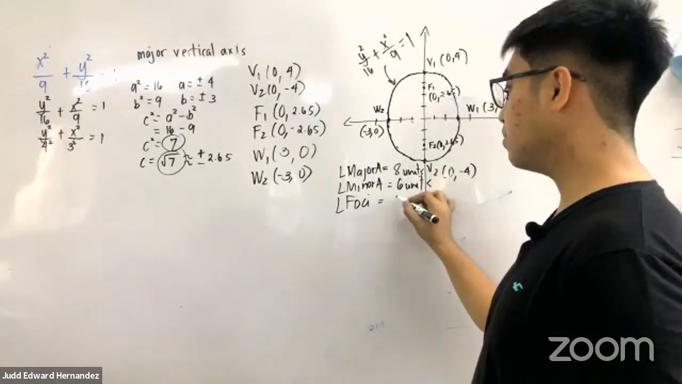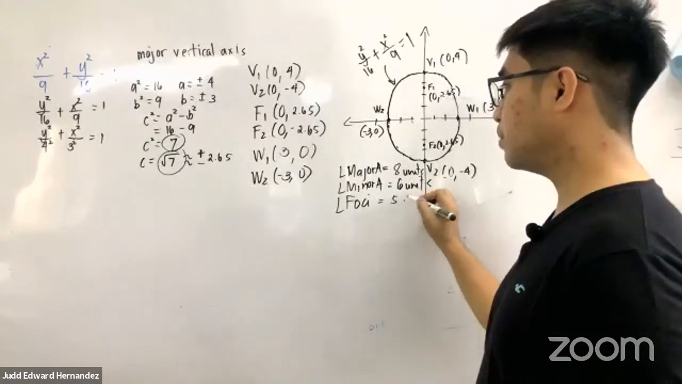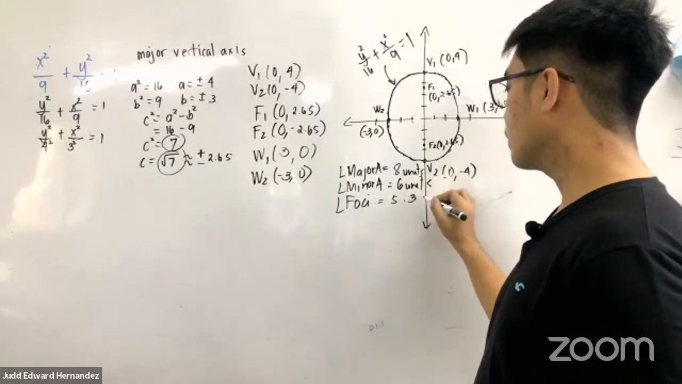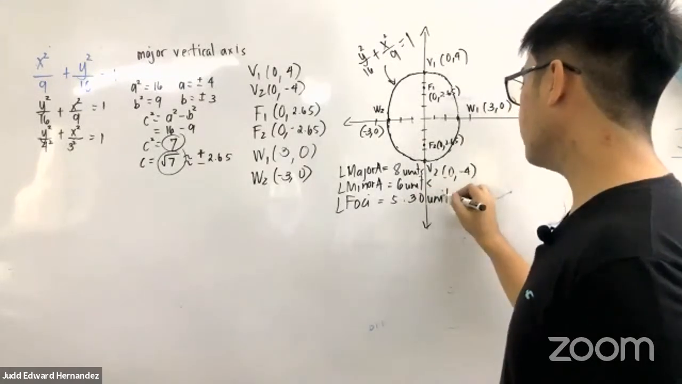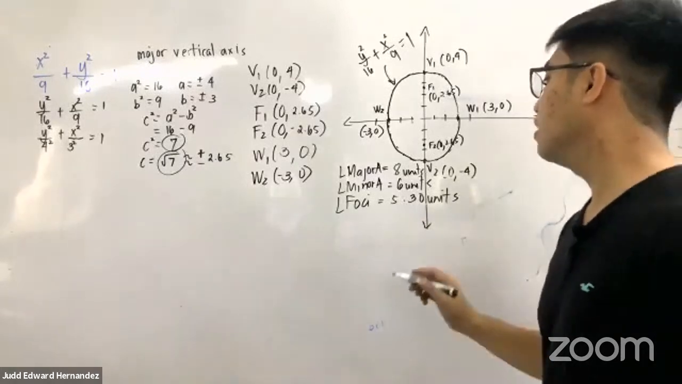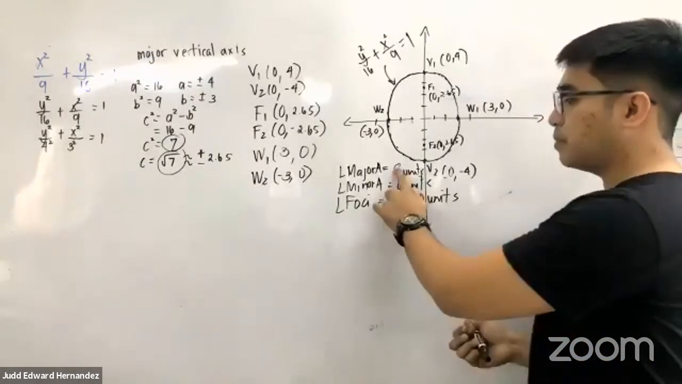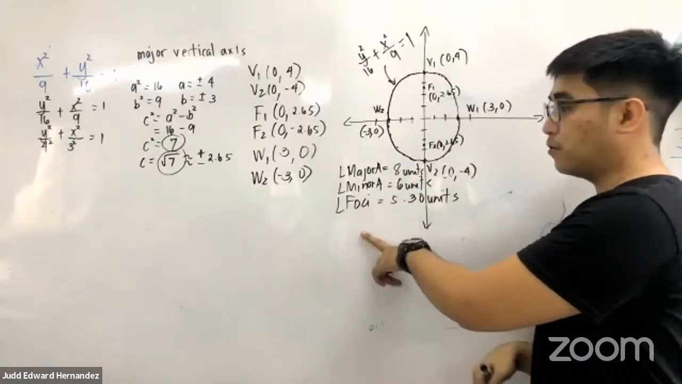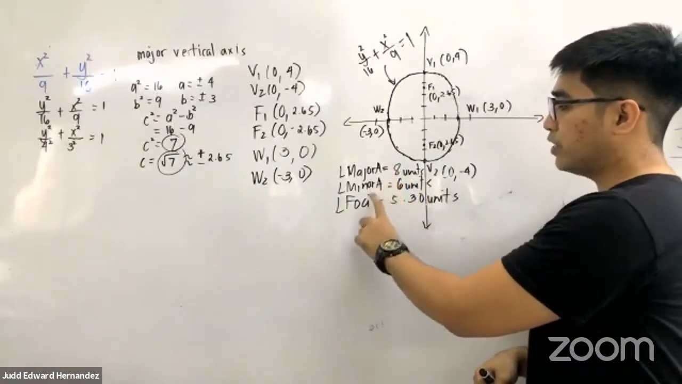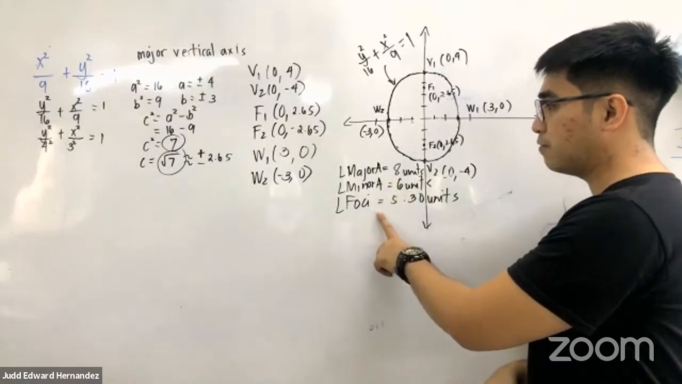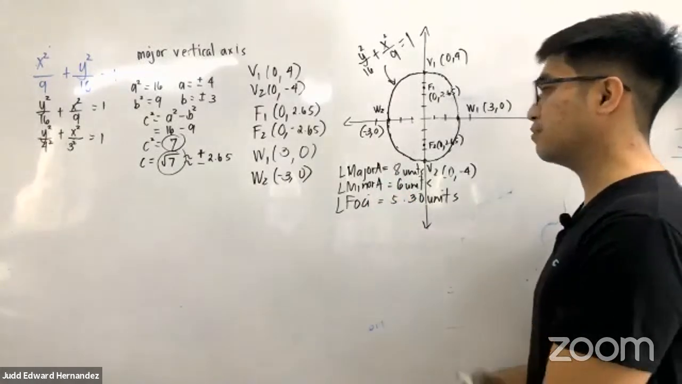Guys, 2.65 times 2. That is 5.30. Very good. That is 5.30 units or 2 square root of 7. Okay. So, in this case, madali na lang sabihin kung ano yung semi-major, semi-minor, saka semi-foci. Semi-major is 4 units, semi-minor is 3 units, semi-foci is 2.65 units.